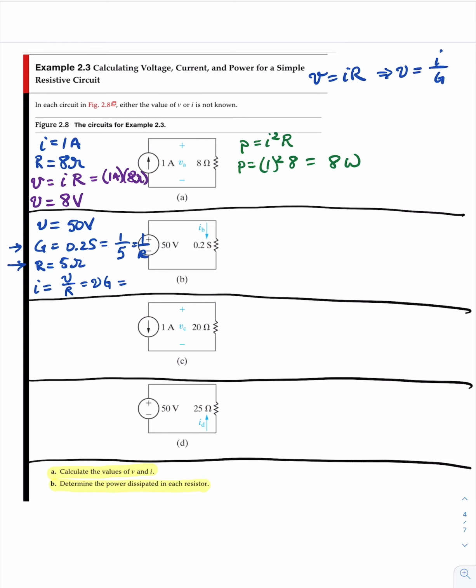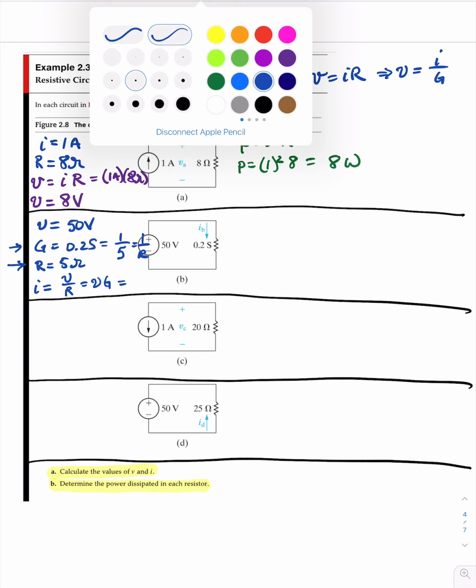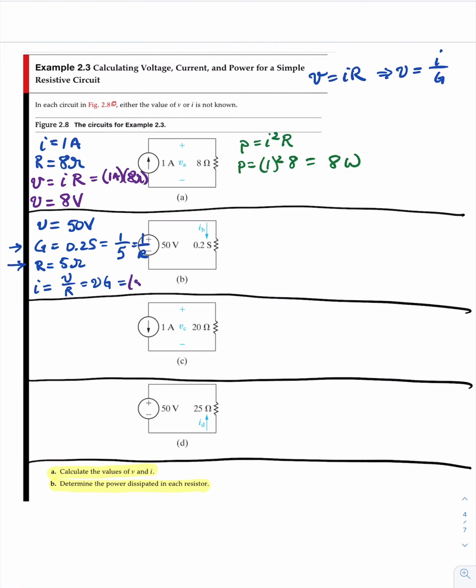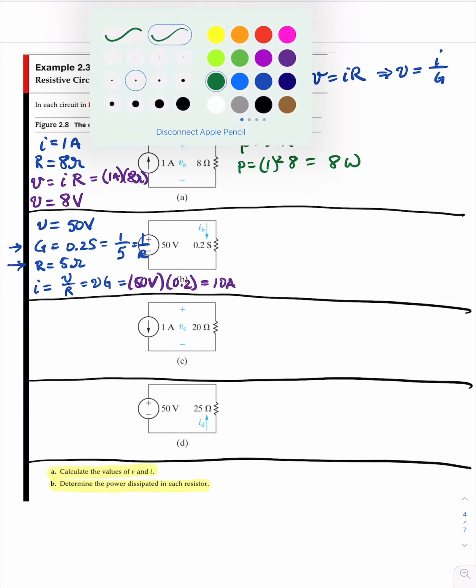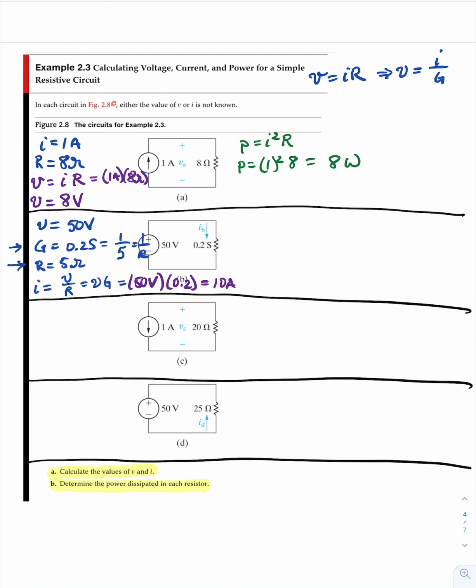50 volts. And I guess I should change my color to purple here, to be consistent. 50 volts times 0.2, which should give us 10 amps. Okay, now finding the power. So our voltage is given as such here, and our current is entering the positive terminal.